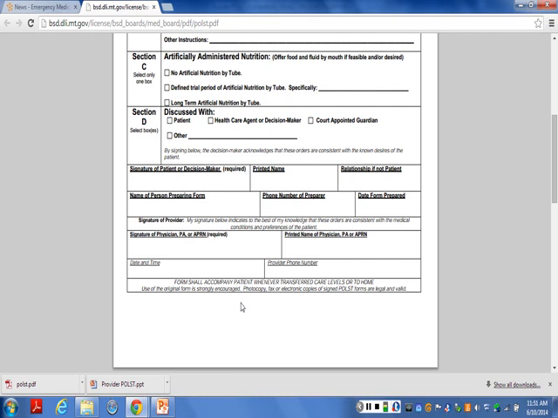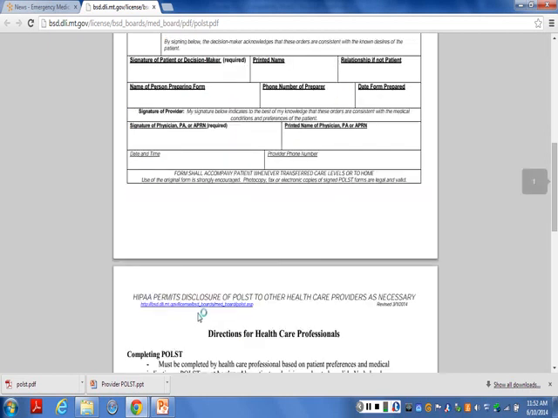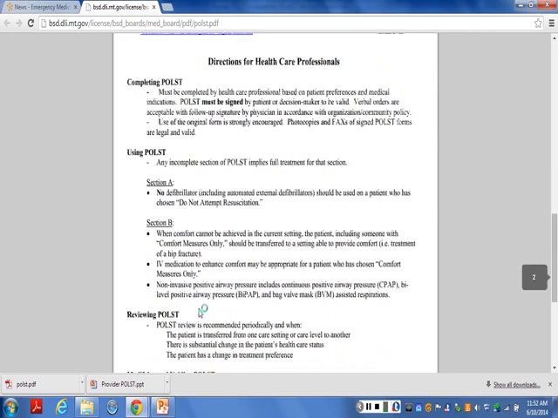This form goes with the patient. Copies are okay. They're kept everywhere. We encourage use of the original form, but it can be photocopied, faxed, or electronic copies of the signed POLST forms are legal and valid.